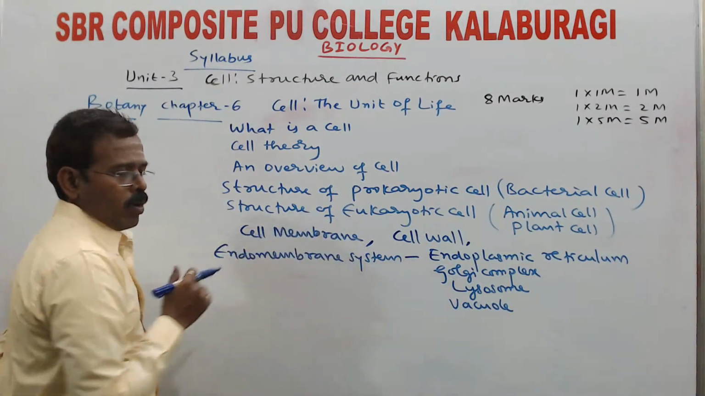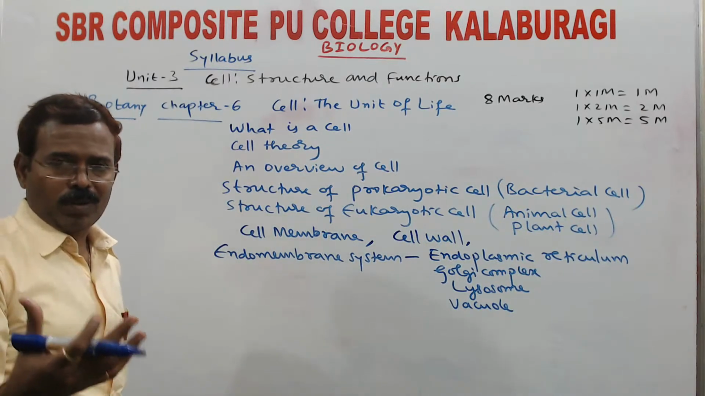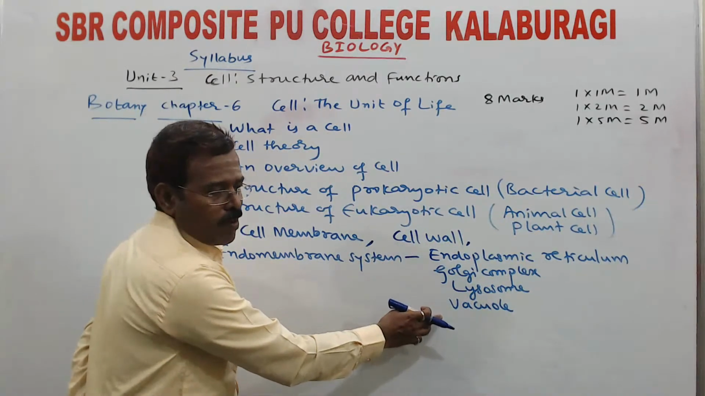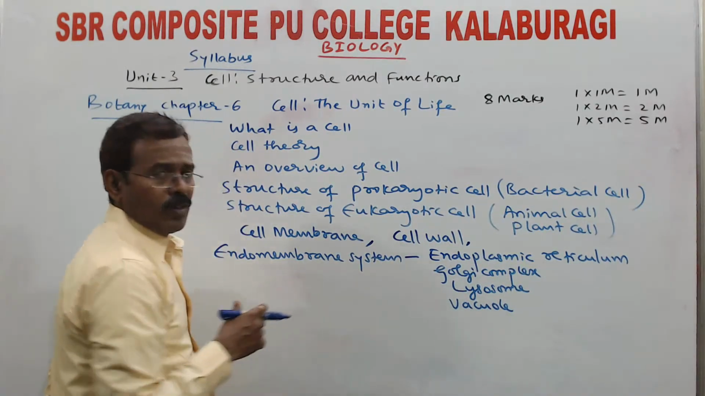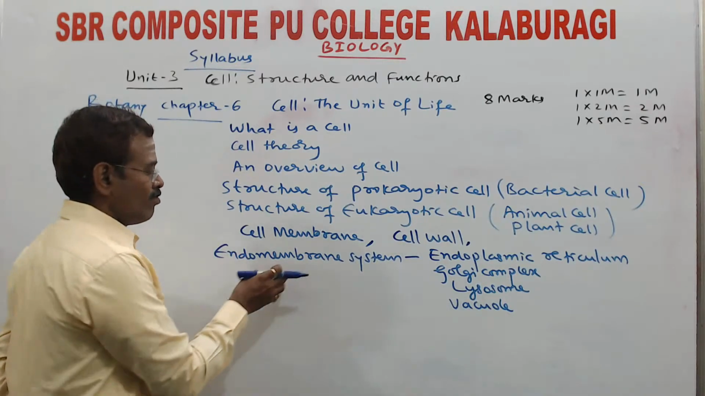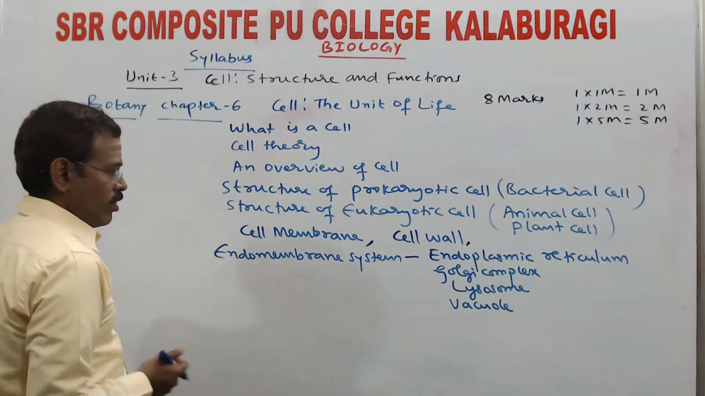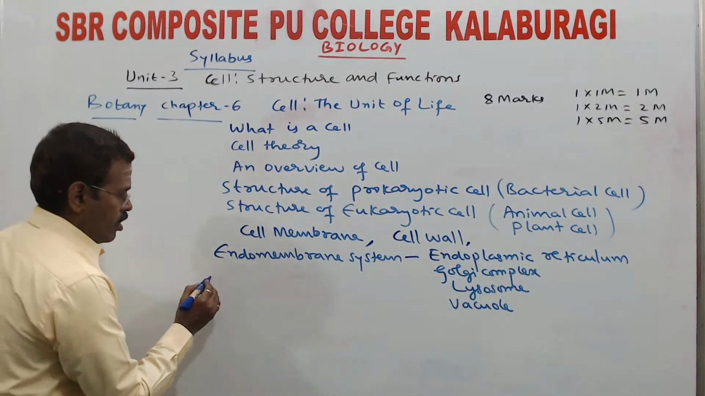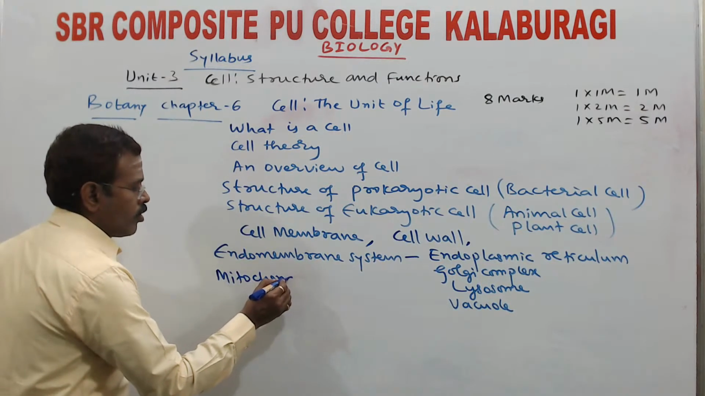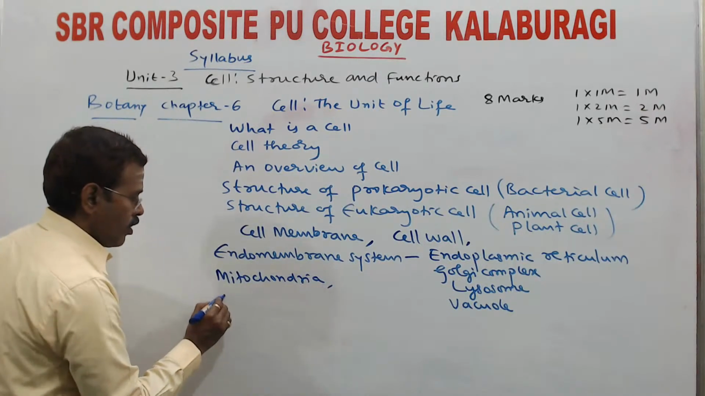Cell membrane, cell wall, then the individual cell organelles which are present in the cytoplasm of the cell. Endoplasmic reticulum, Golgi complex, lysosome, vacuole. These functions are coordinated. They have some similar components, so they are included in the endomembrane system. After this, we have to learn about the powerhouse of the cell, mitochondria.